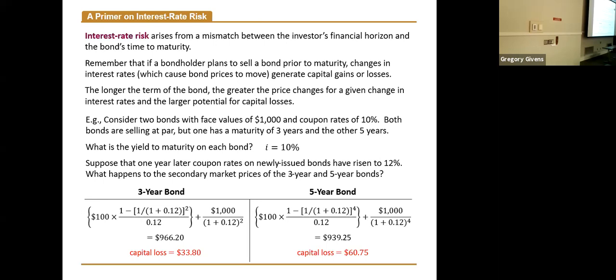Longer-term securities have prices in secondary markets that are typically more volatile than short-term securities, and it's because of this interest rate risk, this mismatch between an investor's financial horizon and the actual maturity of the bond. The financial horizon here is 1 year. The maturity is 3 and 5 years.